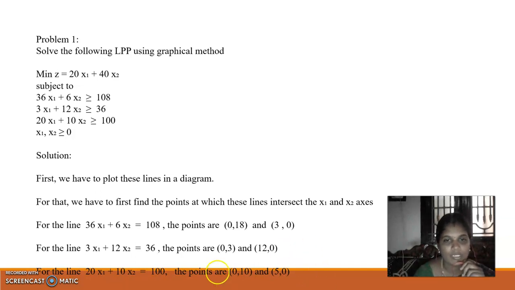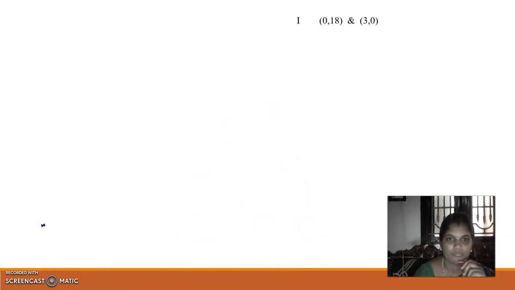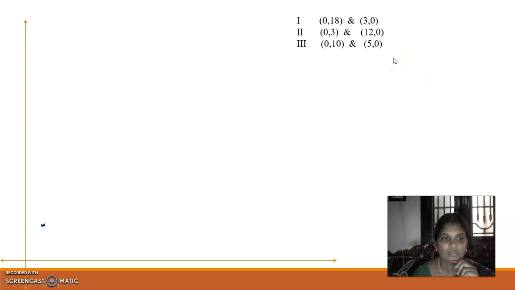Next, we are going to plot these points on a graph. These are the points we are going to draw for the first constraint, this is for the second constraint, and this is for the third constraint. See all the numbers. We have drawn two axes, x1 and x2, and I have marked 2, 4, 6, 8, 12, and 3, 6, 9, 12, 15, 18, etc.